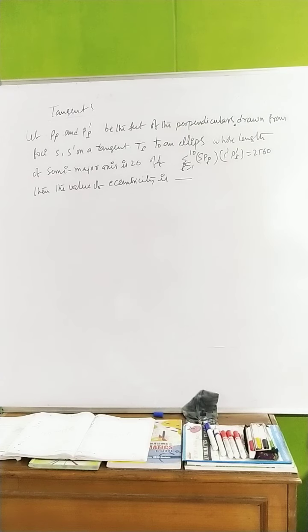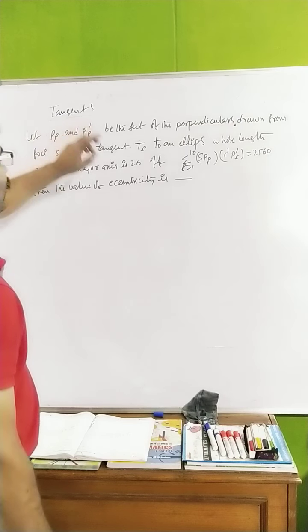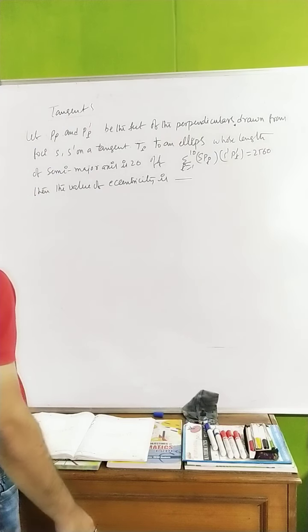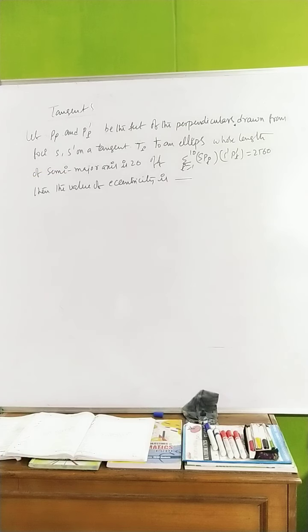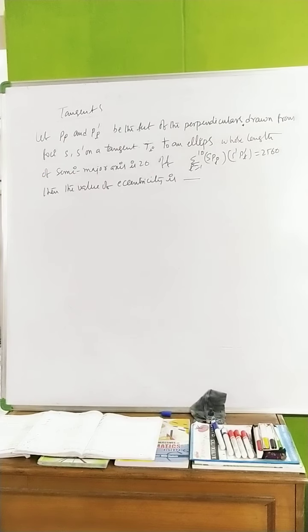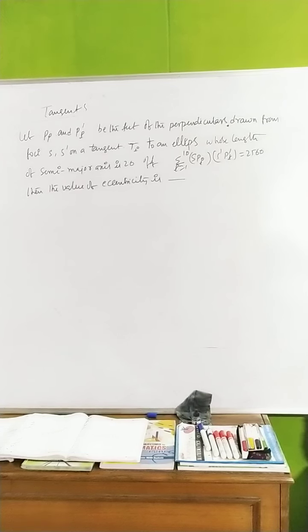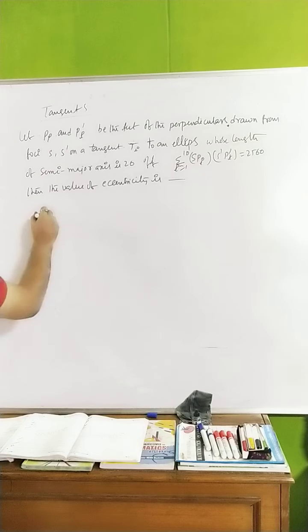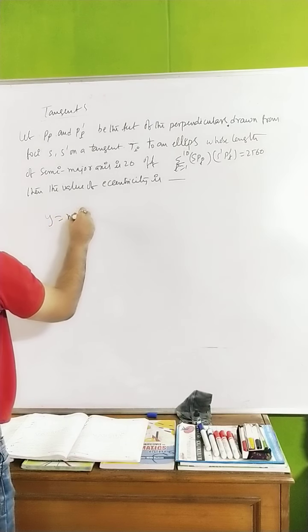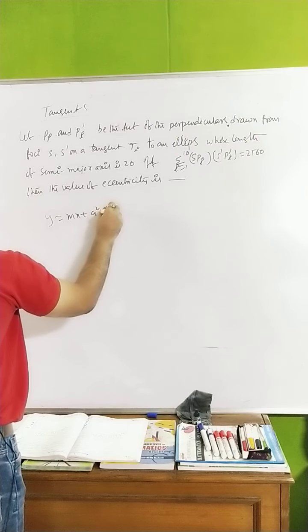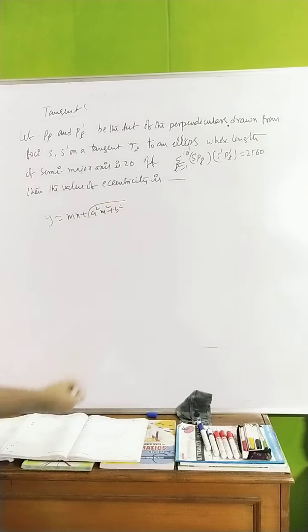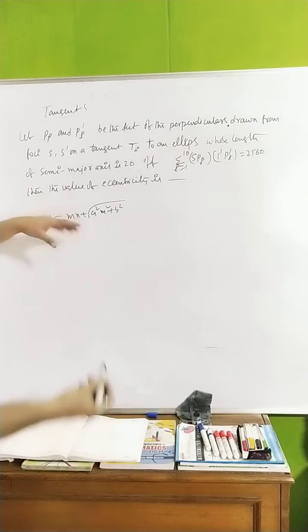Now you see here, one of the good questions we are going to do now. Here he said semi-major axis also. Now you see here, suppose a tangent is y is equal to mx plus under root of a square m square plus b square, I am taking. Equation of a tangent to an ellipse, any ellipse I am taking here.